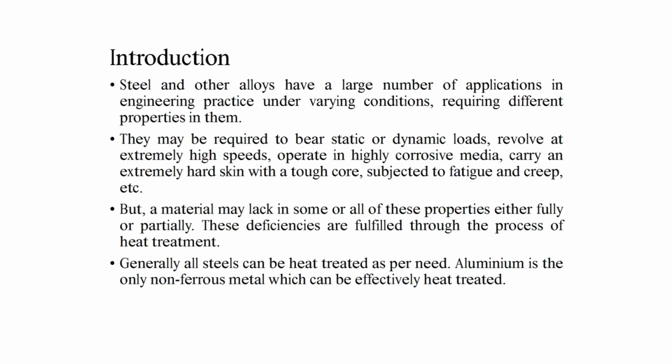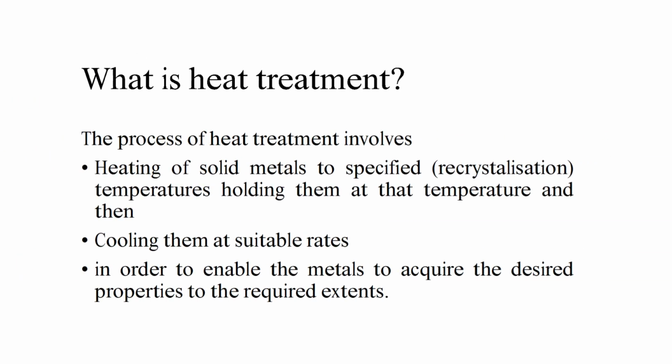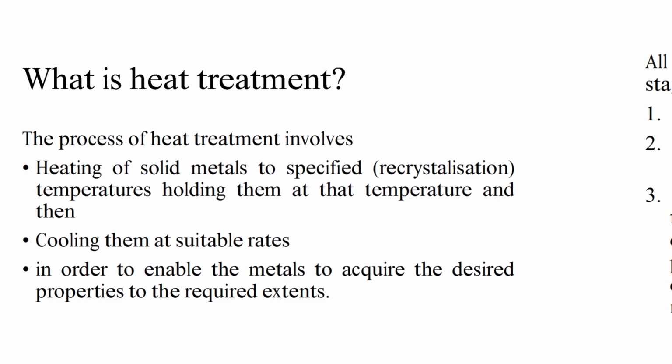This is where the incredible process of heat treatment comes in, to fulfill these deficiencies. Generally, all steels can be heat treated as needed. And interestingly, aluminum is the only non-ferrous metal that can be effectively heat treated. So what exactly is heat treatment? The process involves heating solid metals to specified recrystallization temperatures, holding them at that temperature and then cooling them at suitable rates. This is all done to enable the metals to acquire the desired properties to the required extents.